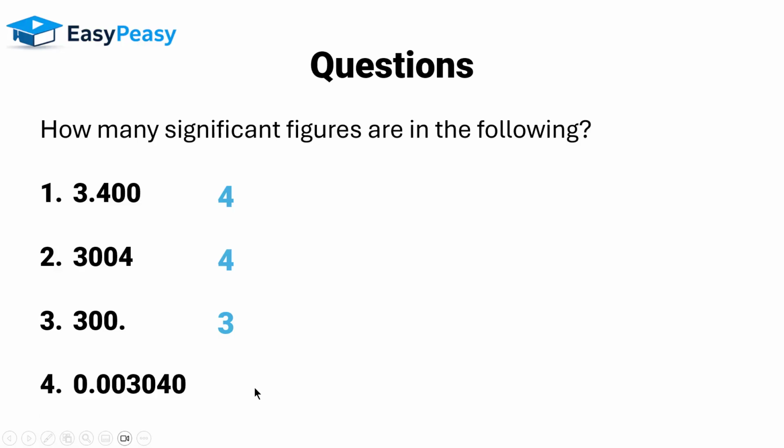Next, what about this value? Again, these 3 zeros are non-significant because they are leading zeros. This 0 is in the middle of non-zeros, so we will consider this one. And there is a decimal point here, so we'll consider the trailing 0 as well. So again, 1, 2, 3, 4. There are 4 significant figures here.